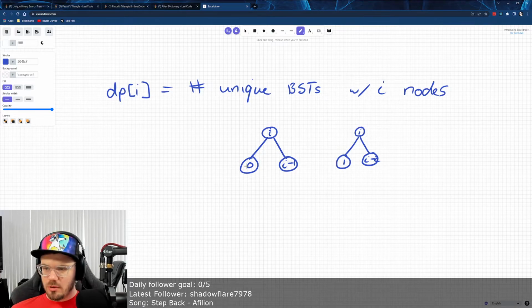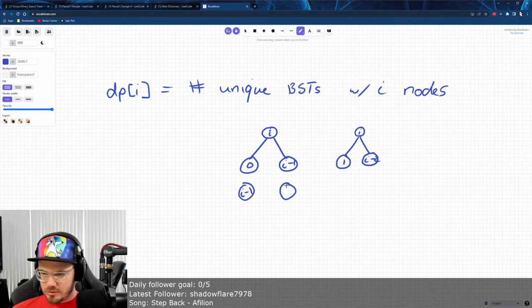And so you iterate through all those, you basically get all the pairs, right? You're going to get 0 and I minus 1, you're going to get 1 and I minus 2, you'll get 2 and I minus 3, and then it'll go all the way until you have it flipped, right? You're going to go all the way until you have I minus 1 on the left and 0 on the right.